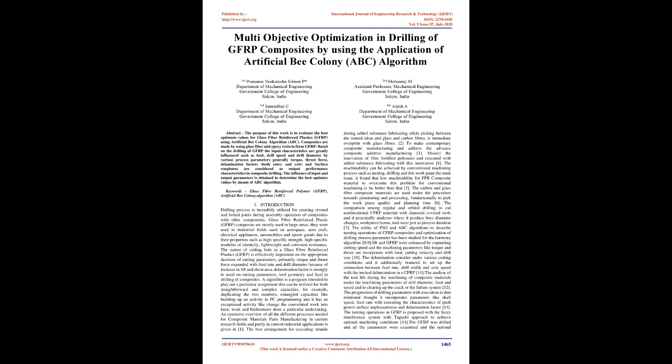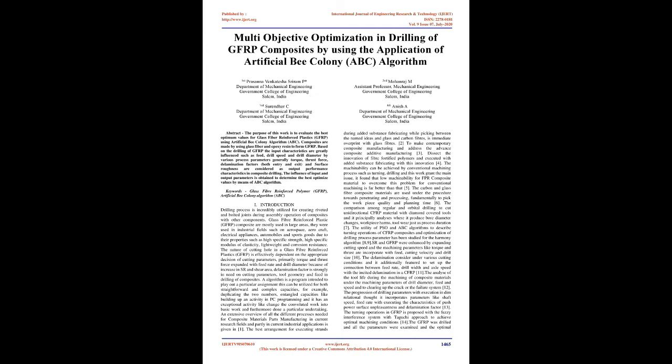The influence of input and output parameters is obtained to determine the best optimized values by means of ABC algorithm. Keywords: glass fiber reinforced polymer, GFRP, artificial bee colony algorithm, ABC. Introduction. Drilling process is incredibly utilized for creating riveted and bolted joints during assembly operation of composites with other components.